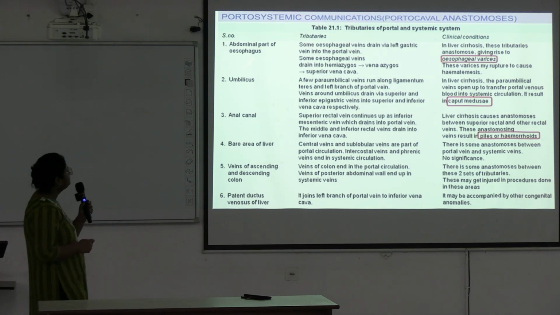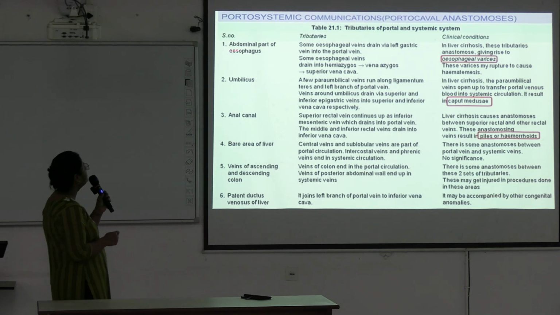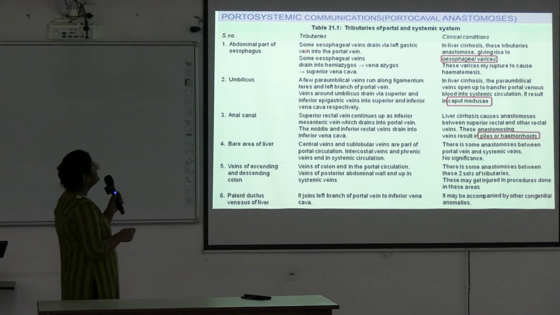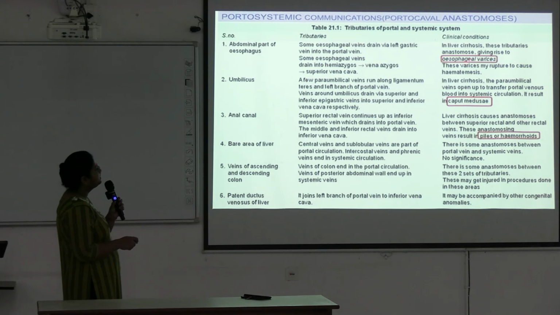So these are the sites where the portosystemic anastomosis occurs. It occurs at the abdominal part of the esophagus. Which structures are anastomosing? Some esophageal veins drain into the left gastric vein into the portal vein, and some esophageal veins drain into the hemiazygos vein through the vena azygos into the superior vena cava. And what is the clinical aspect? In liver cirrhosis, these tributaries anastomose to give rise to esophageal varices, and these varices may rupture to cause hematemesis. Okay, you have seen pictures of esophageal varices.